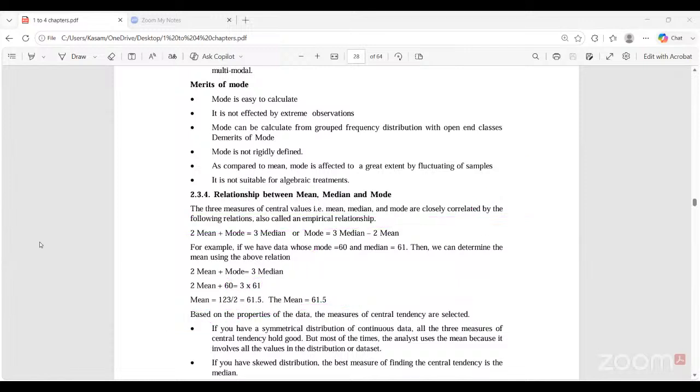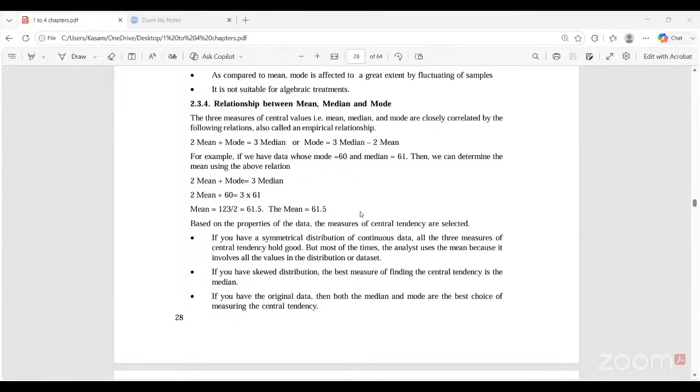Just given the values and substituted here. Yes, sir. If mode value is given, they will ask you to find the median value, or something else. మోడ్ వాల్యూ ఇస్తే మీ మోడ్ మీడియన్ వాల్యూ ఇస్తాడు, ఏదో ఒకటి కనుక్కోమంటాడు. Clear? Yes, sir.